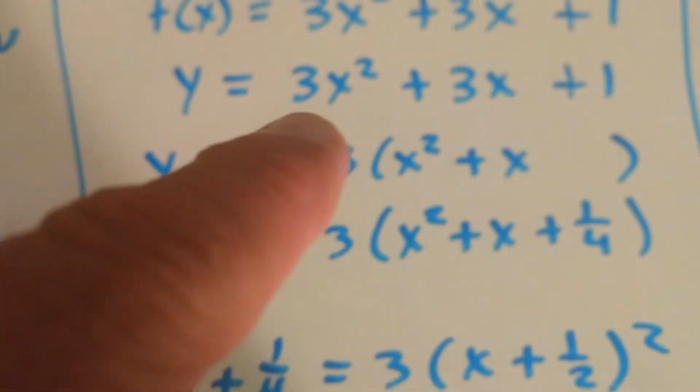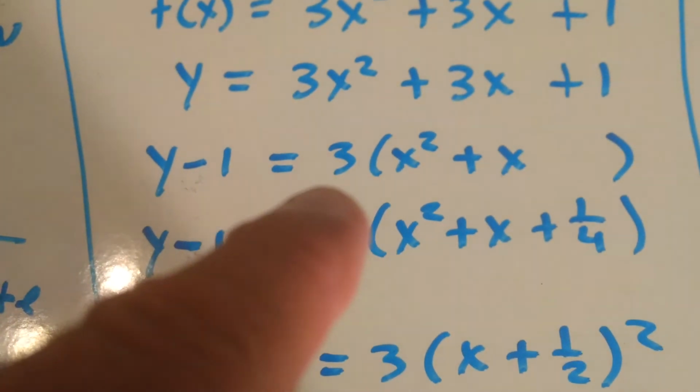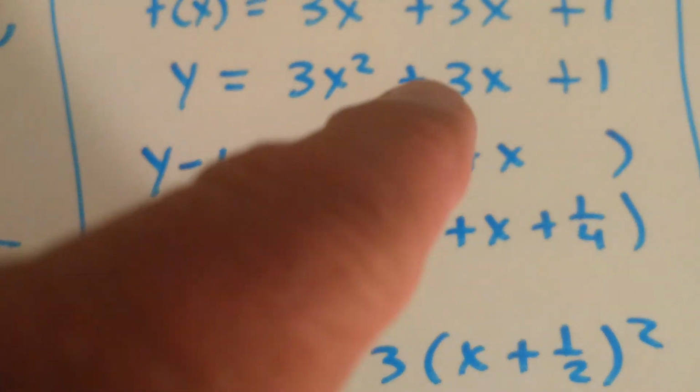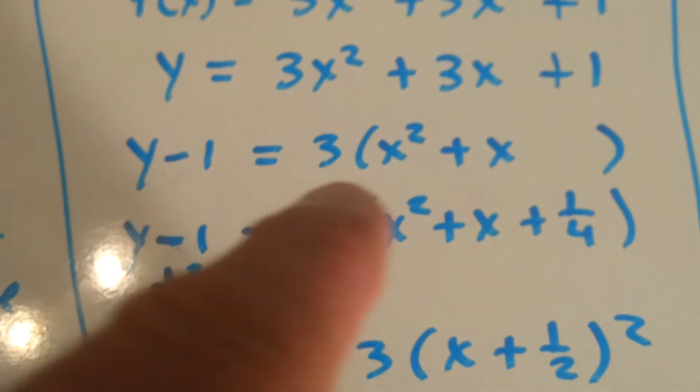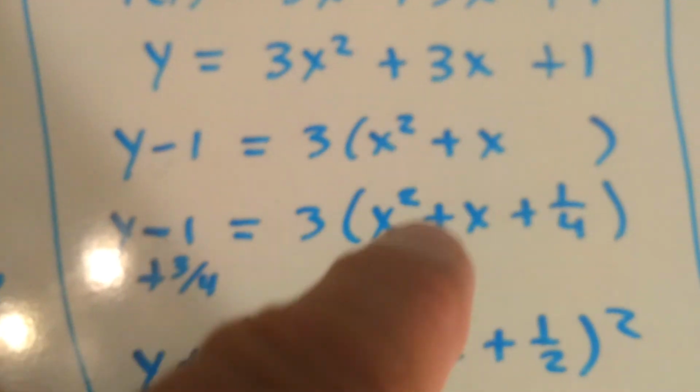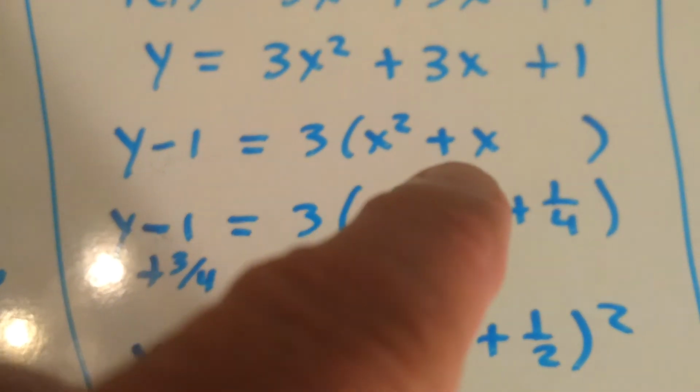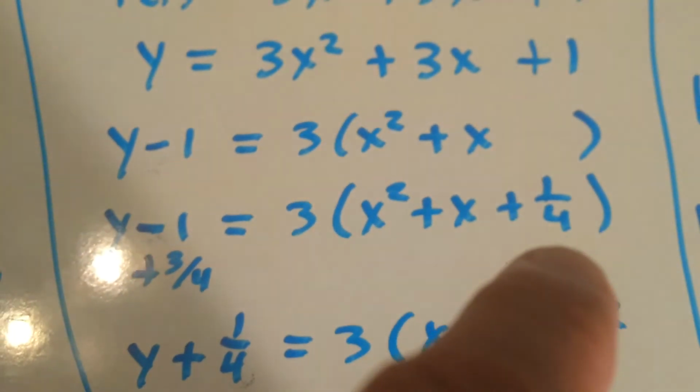So what I did was factor out a 3 here. When I factor out a 3 here, it leaves me x squared. When I factor 3 out of here, it leaves me x. See how if I were to multiply this back, I would still have 3x squared plus 3x. Take half of the middle term, which is a half, square it, we get 1/4.